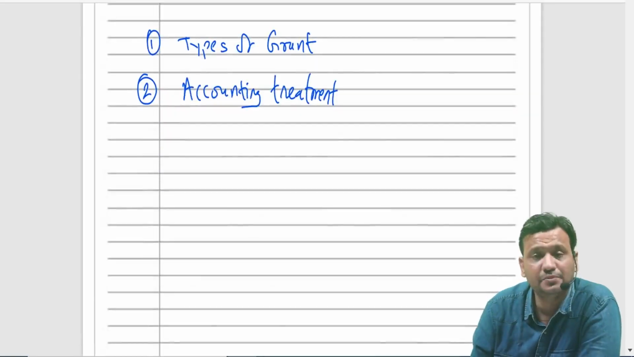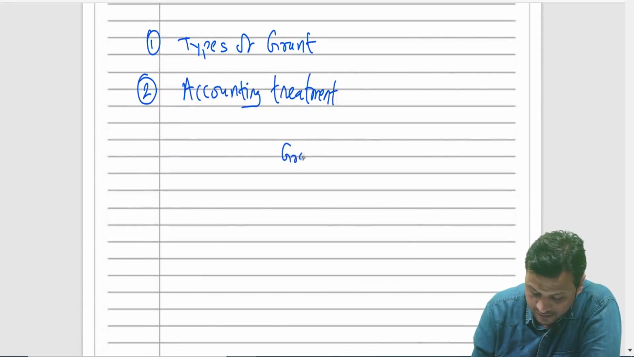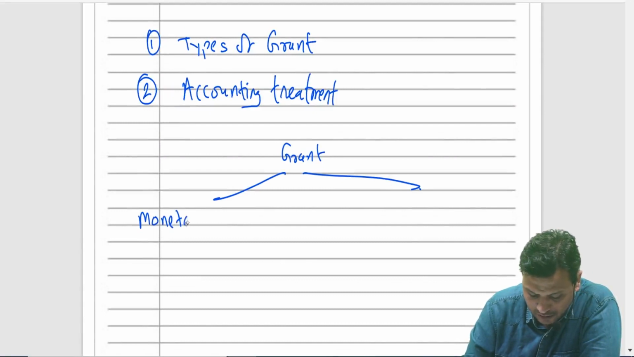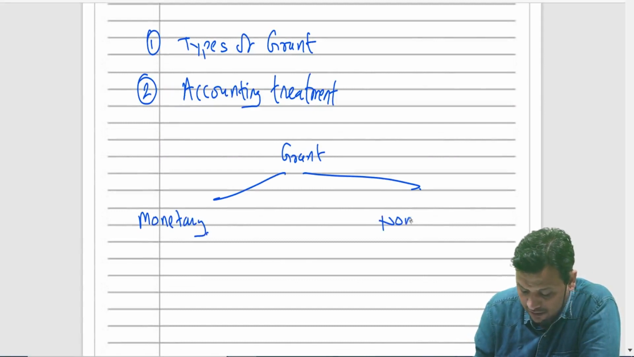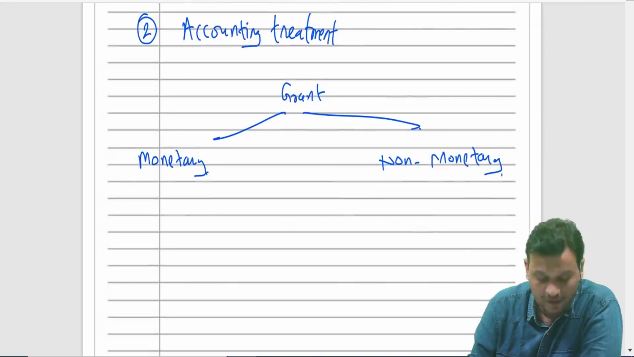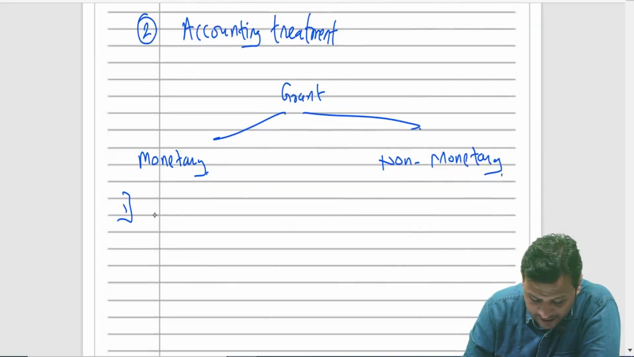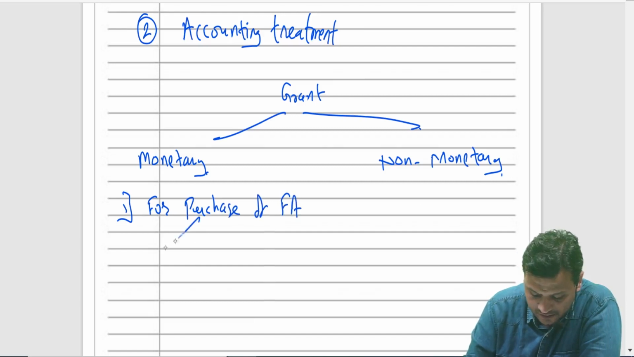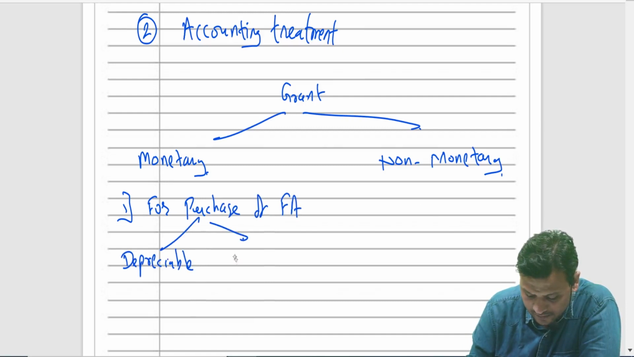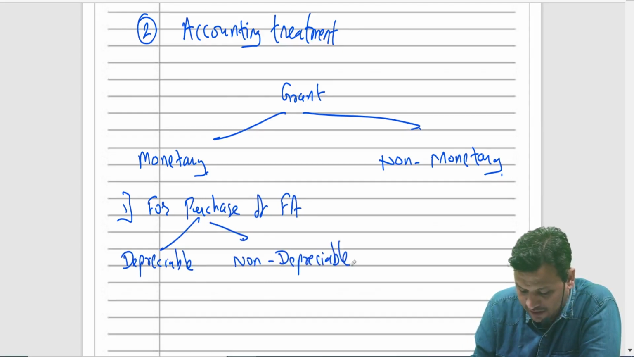If you look at types of grant, then grant can be a monetary grant or a non-monetary grant. If it is a monetary grant, I can divide it as, first, for purchase of fixed asset. Within that, I can say the fixed asset can be a depreciable fixed asset or a non-depreciable fixed asset.